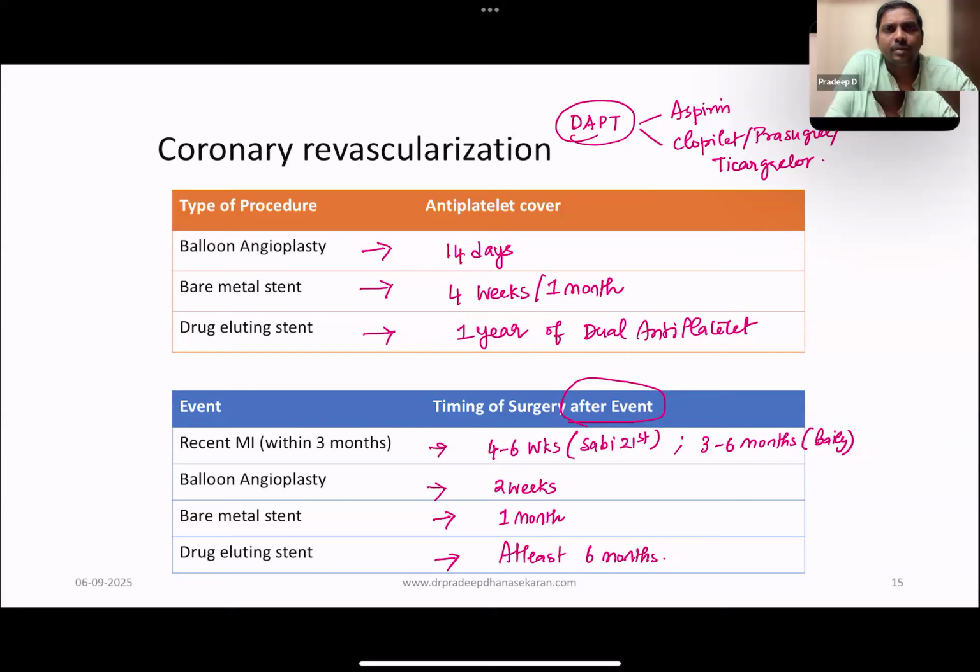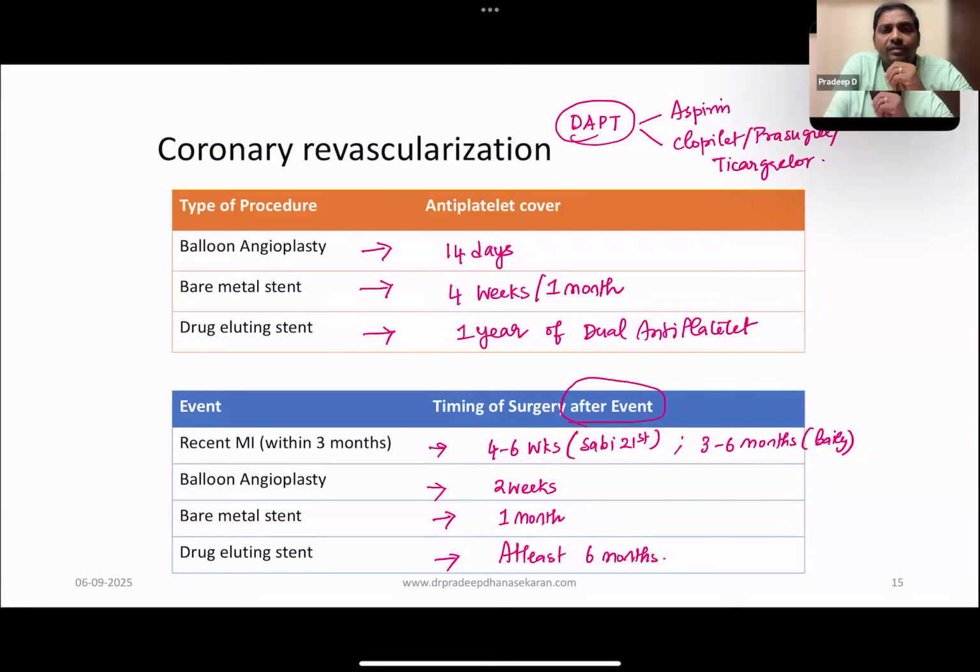That means you put the patient on aspirin, and then a P2Y12 antagonist, which includes clopidogrel, prasugrel, or ticagrelor. You look at the type of procedure and the antiplatelet cover requirement. For balloon angioplasty, you require 14 days of antiplatelet cover. For bare metal stent, you need 1 month of antiplatelet cover. And for drug-eluting stent, you require 1 year of dual antiplatelet cover.